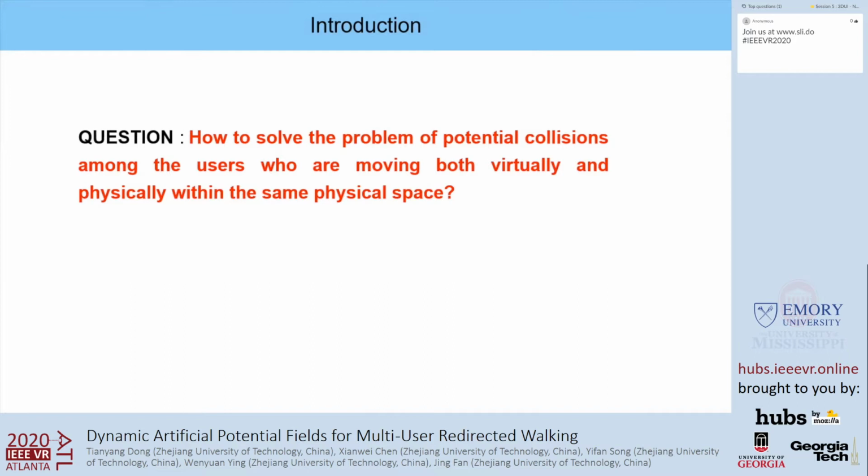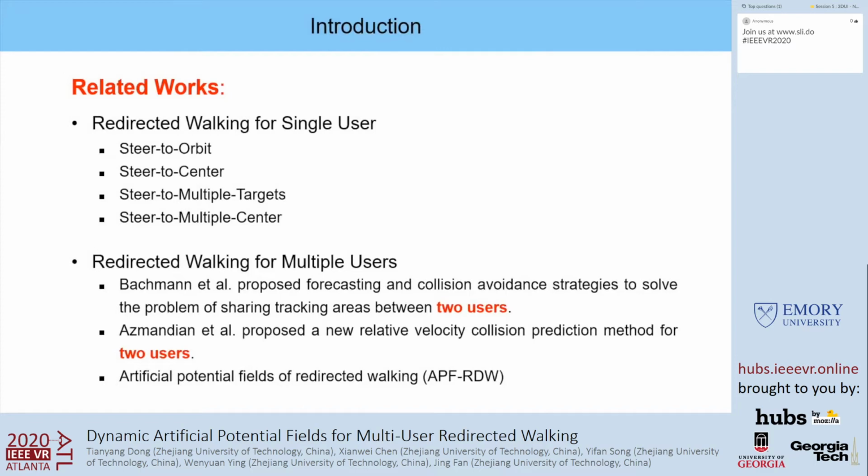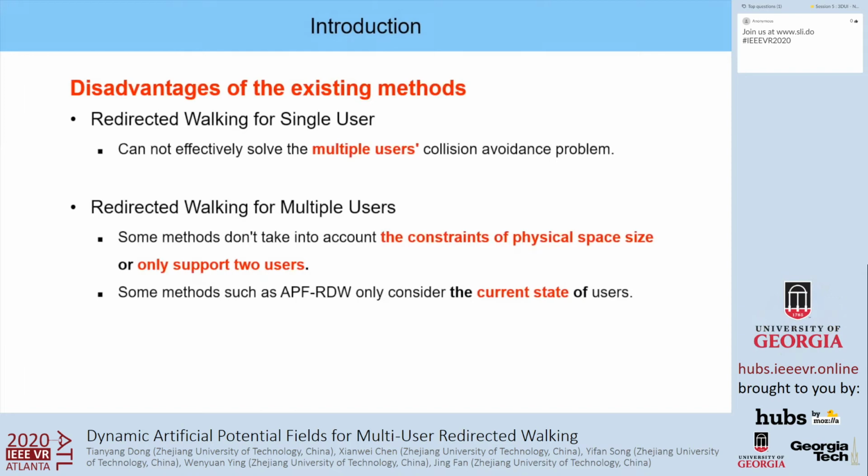Two kinds of redirected walking methods have been proposed for immersive VR systems, including redirected walking for single user and redirected walking for multiple users. The methods of redirected walking for single user cannot effectively solve the problem of multiple users collision avoidance. And the disadvantages of the existing methods for multiple users are that some methods don't take into account the constraints of physical space size or only support two users. And some methods, such as artificial potential fields redirected walking, only consider the current state of users.